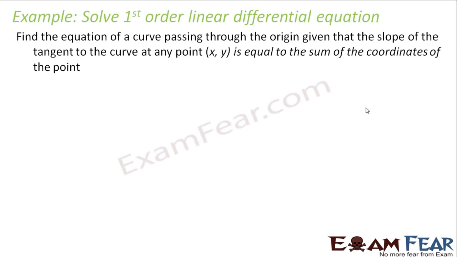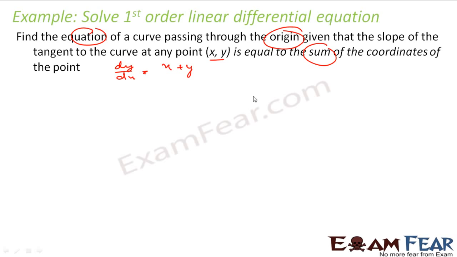So we have to find the equation of the curve passing through the origin, given that the slope of the tangent of the curve at this point, that is dy by dx, is equal to the sum of coordinates of the point, that is dy by dx is equal to x plus y. That is what is given, and I have to find the equation of the curve. This I can write as dy by dx minus y is equal to x.